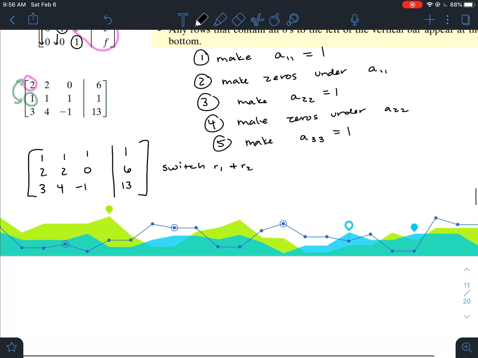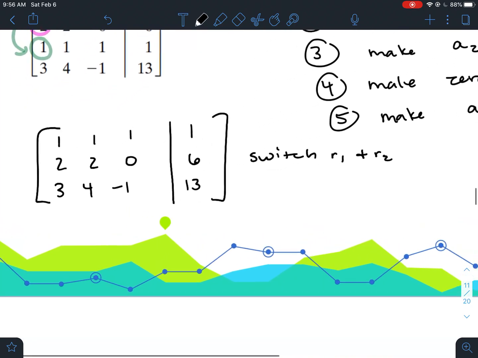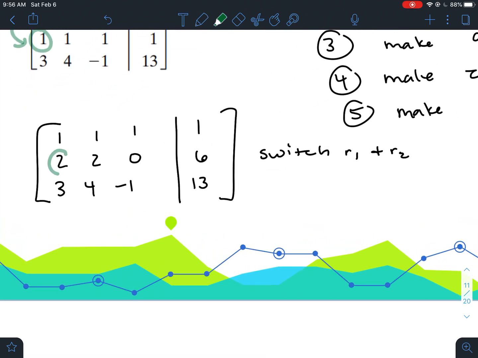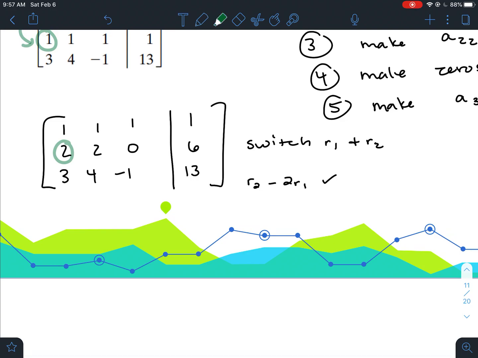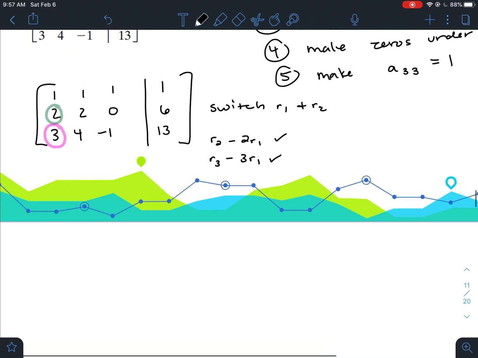Now, step 2, after you get the first row, first entry to be 1, you want to make zeros underneath. So how do I make this number 2 into a 0? Well, if I did row 2 minus 2 times row 1, then that would be 2 minus 2 times 2. That would go away. So that would make that second row's first entry 0. And then how do I make this 3 into a 0? Well, I could take row 3 minus 3 times row 1, and that would make that entry 0.